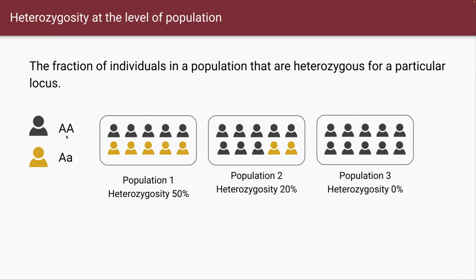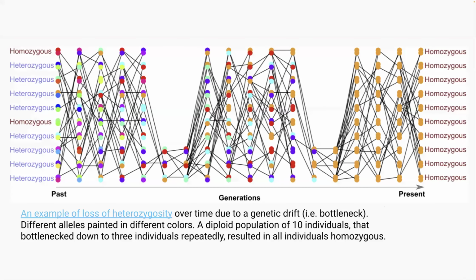Some people can have the homozygous variant, which is large AA, and some people have the heterozygous variant, large A, small a. In the first population 50% of people are heterozygous, in the second population 20%, and in the third population 0%. So what conclusion can you draw? Population 1 has more diversity, and population 3 has no diversity, and they might be experiencing inbreeding, right? Because they have only one genotype.